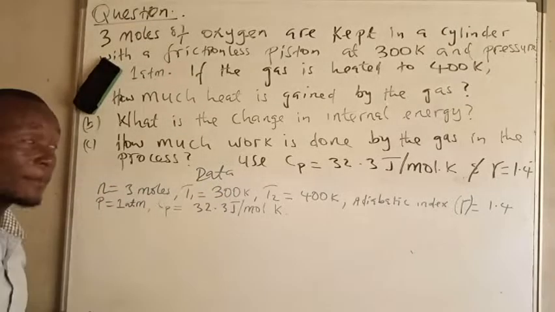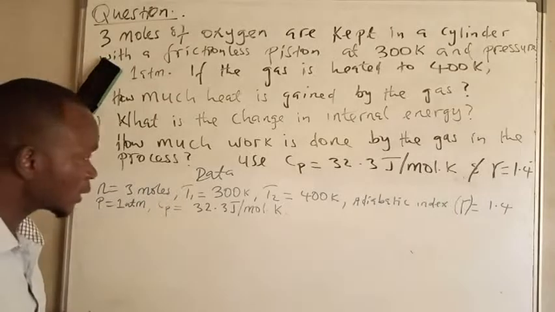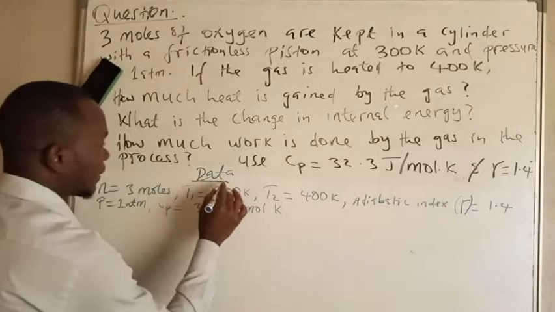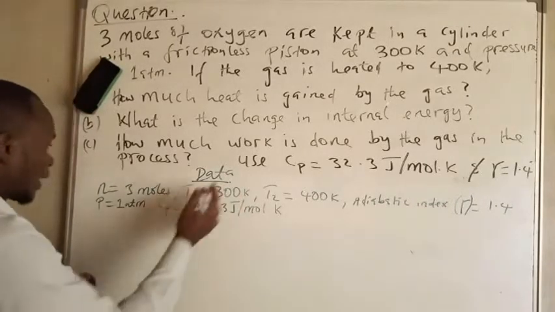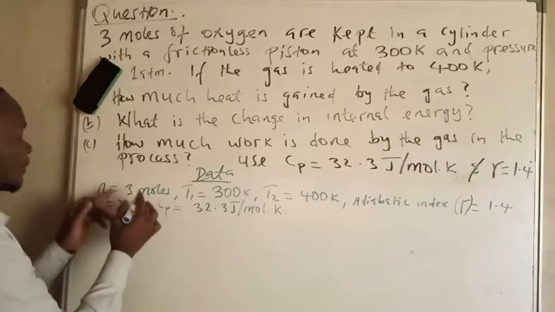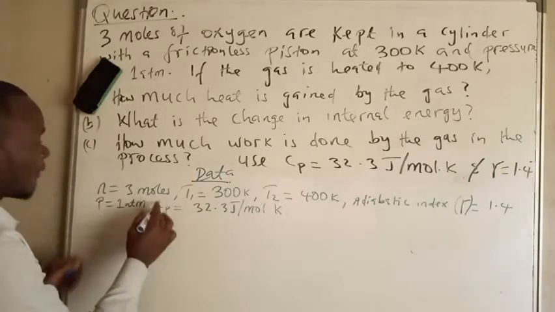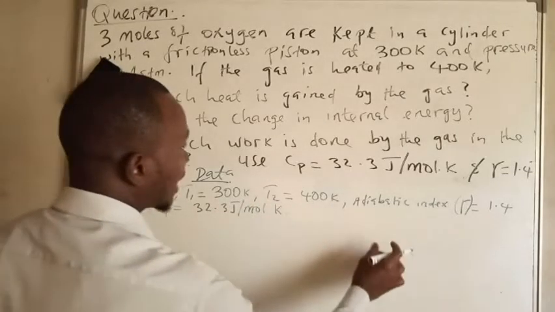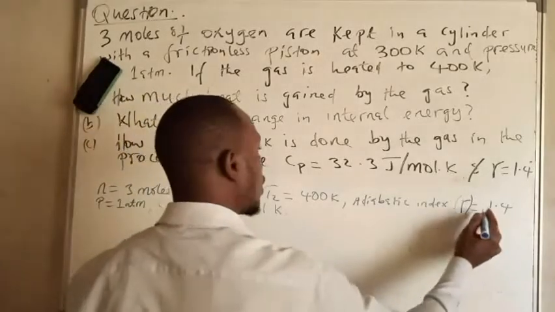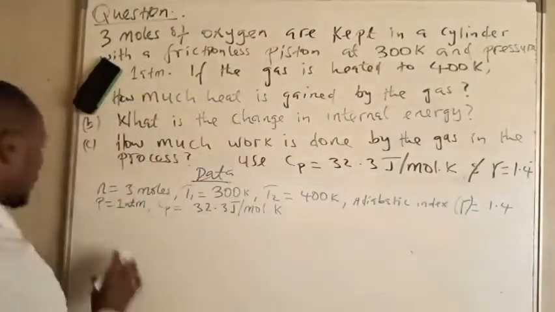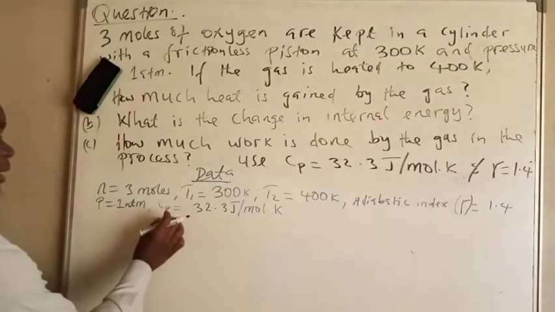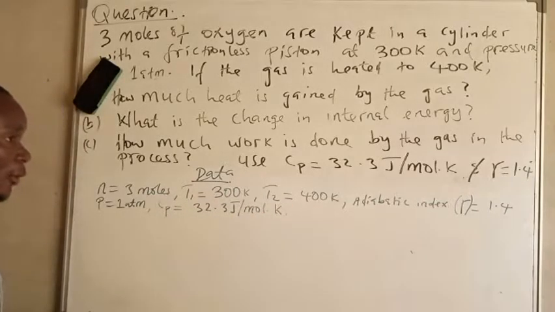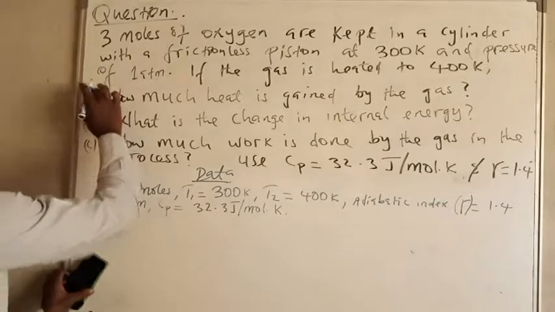The first thing that we need to do when you are given any question on any topic is to first collect the data. So here, the data that has been given is we have the 3 moles as the number of moles, and then we have the temperature 1, the temperature 2, and the adiabatic index, which is the heat capacity ratio, which is 1.4, and the pressure 1 atmosphere, the Cp 32.3 joules per mole per Kelvin. Now we're going to begin with the first question.